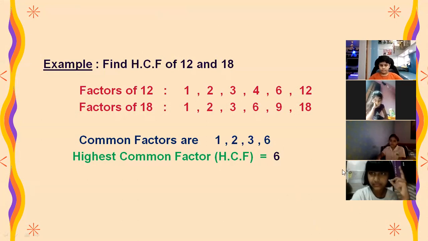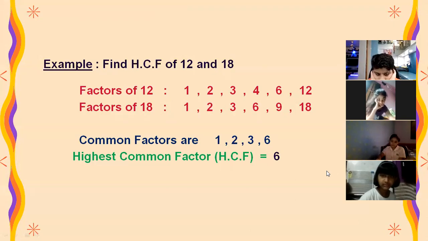So beta, this is the way to find out the highest common factor. Simple. We are going to follow 3 steps. First of all, we are going to find out the factors of both the numbers. And then we are going to find out the common factors. And among the common factors, we are going to find out the highest common factor. That is our HCF. So simple 3 steps we are going to follow.